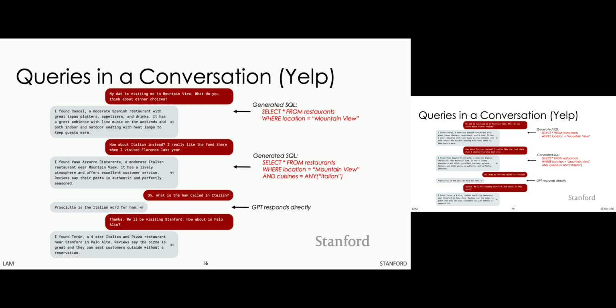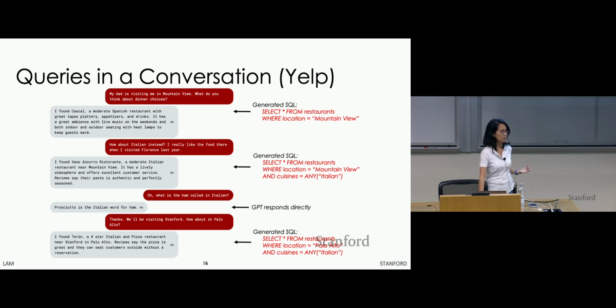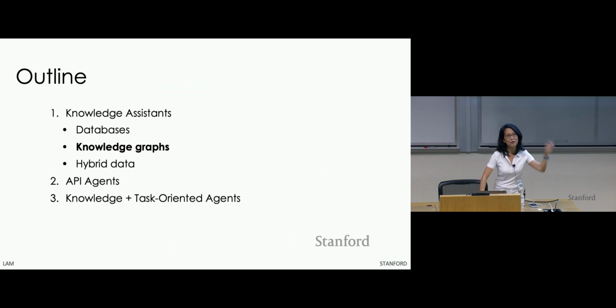It's prosciutto. And in this case, we are not actually calling the database. You may actually use GPT to answer questions like that. And then later on, he says, oh, thanks, we'll be visiting Stanford. How about in Palo Alto? It's not even a full sentence. How about Palo Alto? Okay, now you have to understand that we are changing from Mountain View to Palo Alto. Okay, so this is what the semantic parser needs to do in a conversation. You have to retain the context. So that's a very quick overview of the databases.